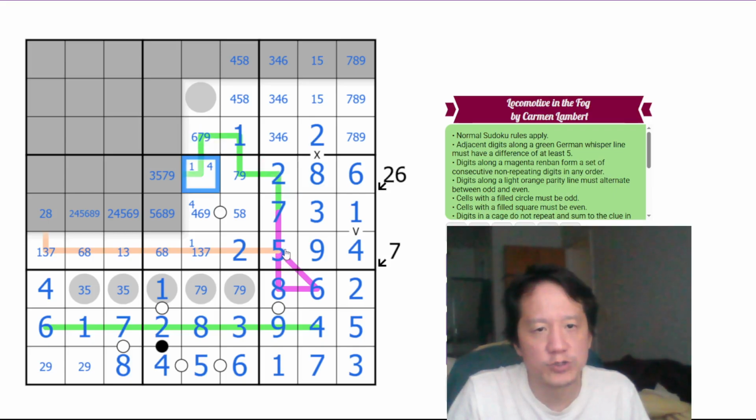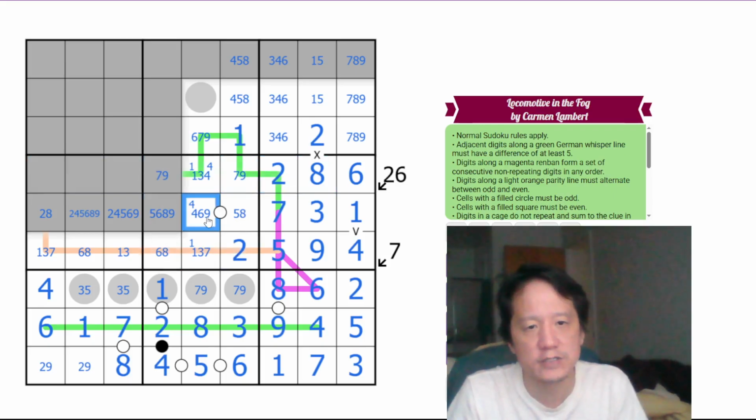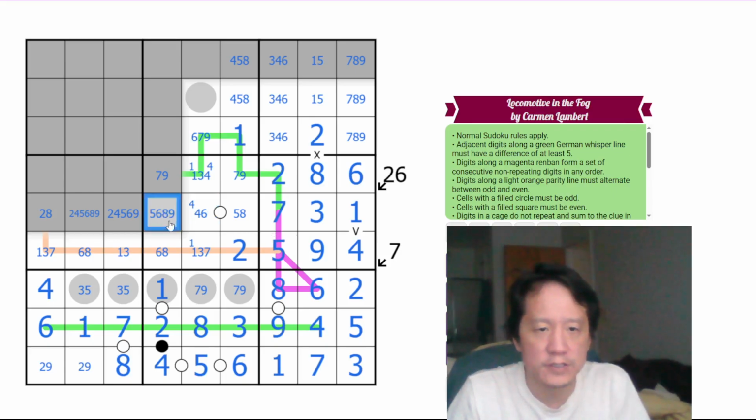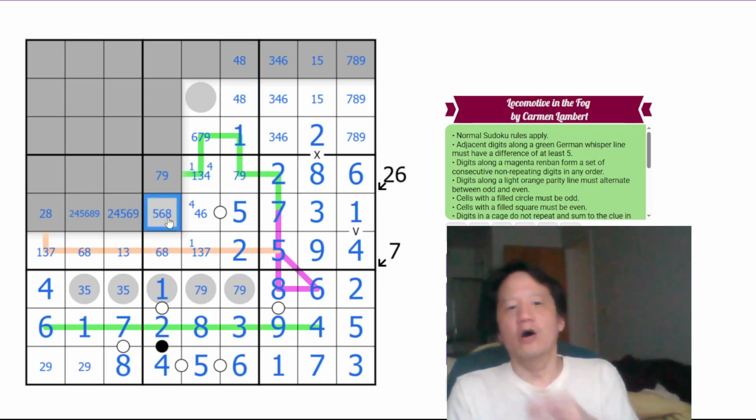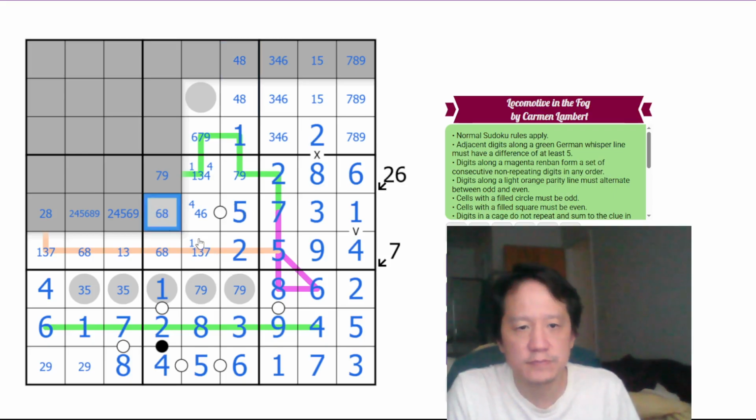This is on a German whisper line, so it must be low. So it's 1, 3, or 4 here. This must be high, so it can't be 3 or 5. It's 7 or 9. We have a 7, 9, 7, 9 pair in the central box, which eliminates 7 and 9 in the rest of the box. This can't be 9 anymore. This can't be 9. This is 4 or 6, which forces this to be a 5. So this is 5, which means neither of these can be 5. This can't be 5. This can't be 7.